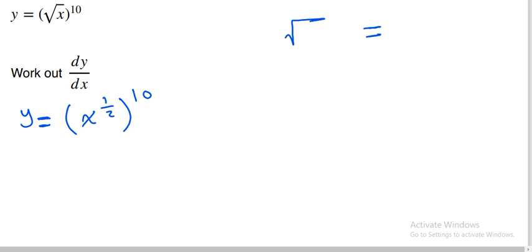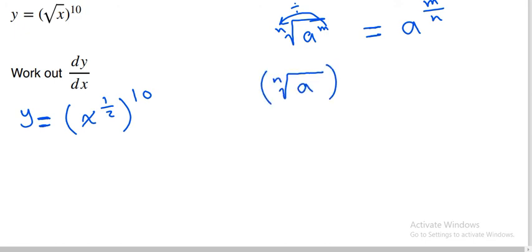Here, converting from fractional index to root like this. This is a power m, and root n will be written as a power m over n. This number divided by this number. It can be written like this. It's the same, but m will be outside the bracket. These two forms are the same. M with the letter inside or with the bracket outside, it will be the same answer.